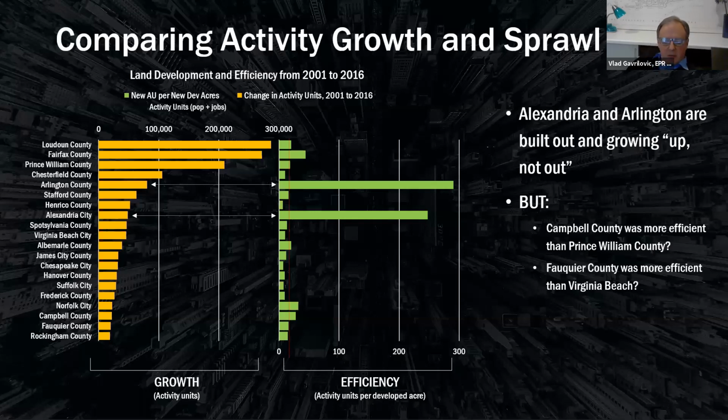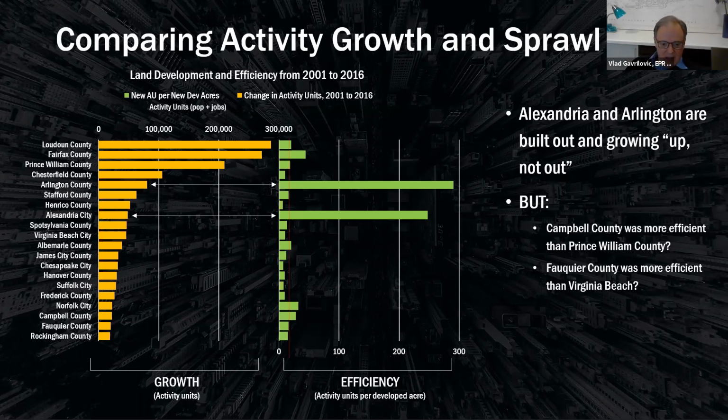So, looking a little deeper at activity growth versus sprawl or densification. On the left, you've got your growth in the yellow. It's the top growth localities in terms of activity units. On the right, you've got efficiency. So Alexandria and Arlington obviously are the winners in efficiency. They're building up, not out. Keep in mind the way we're looking at this will also factor in redevelopment and not just greenfield. Redevelopment will not show up as new developed land, but it will show up as activity units growing, so that will come up much more efficiently.